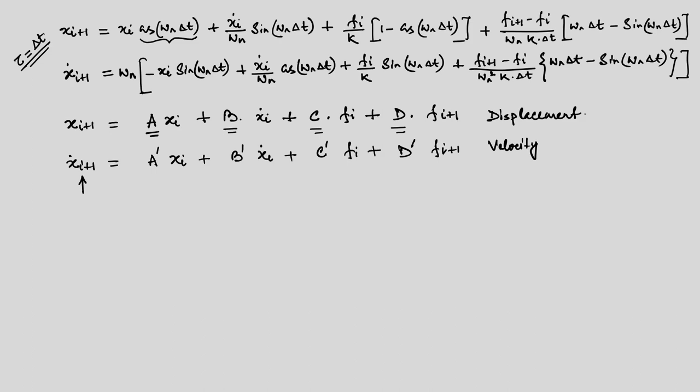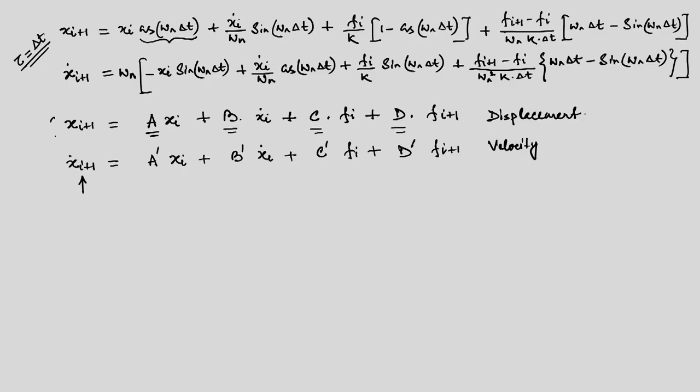Remember, in this derivation, we have not considered the damping term. Obviously, if we consider the damping term, this basic structure will remain all the same. The only change will occur in these coefficients a, b, c, d, and then a prime, b prime, c prime, d prime.